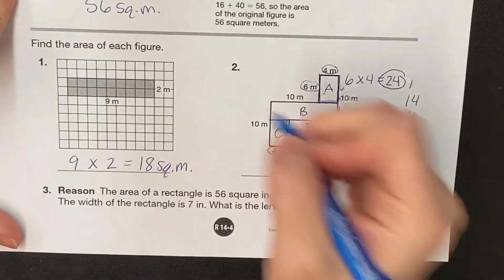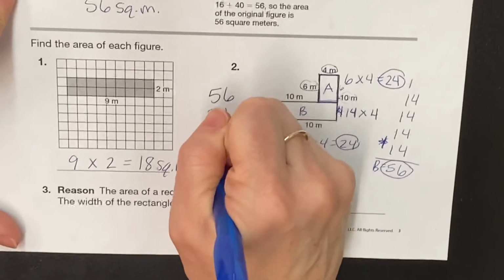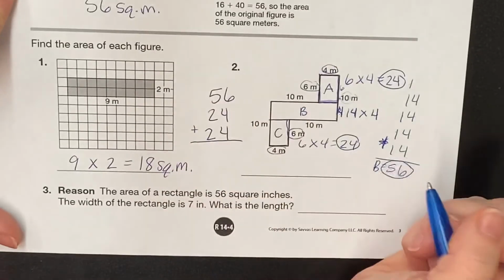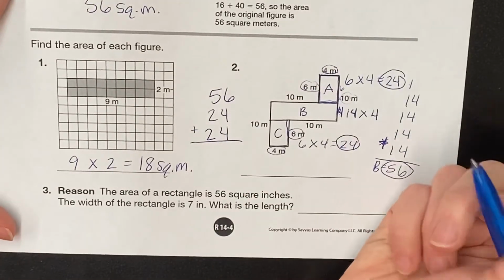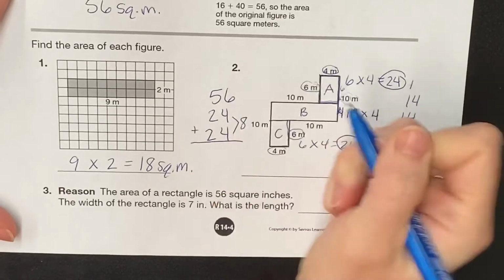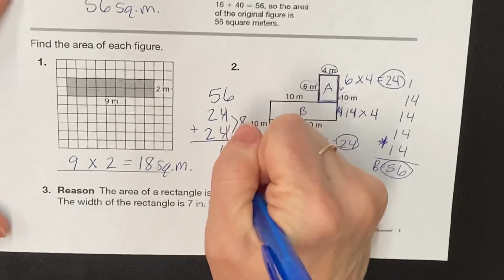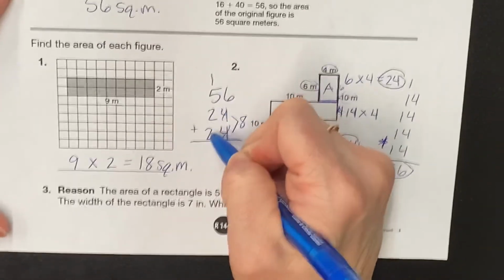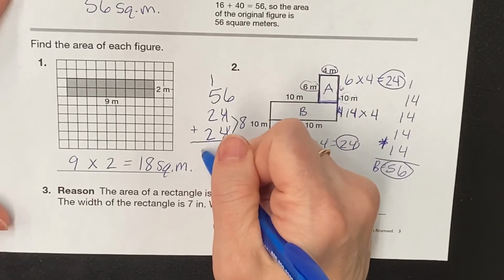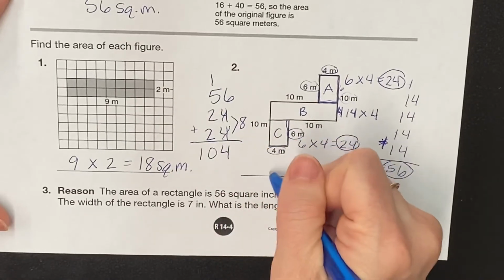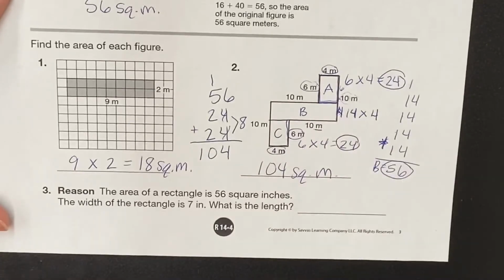So let's make some room and go over here. Let's add together 56 plus 24 plus 24. Okay, so I have 4 plus 4 would be 8. So now I'm going to add 8 plus 6 would be 14. And then I have 2 plus 2 is 4, plus 1 is 5, plus another 5 would be 10. So my answer is 104 square meters, because we're measuring in meters.